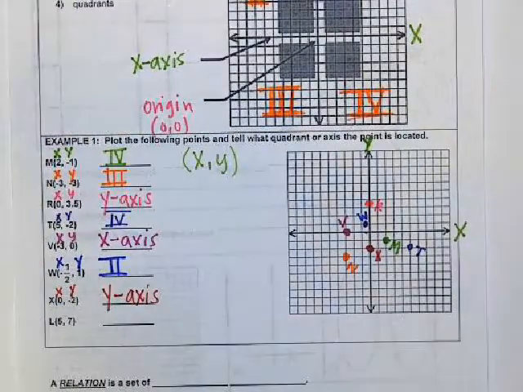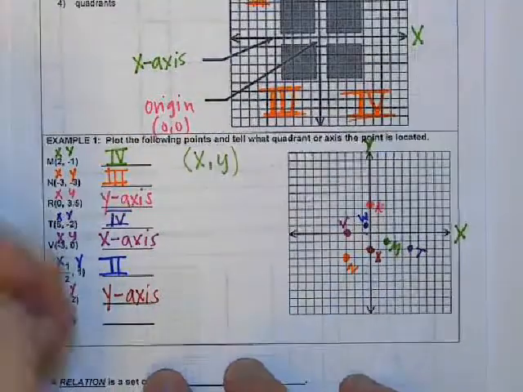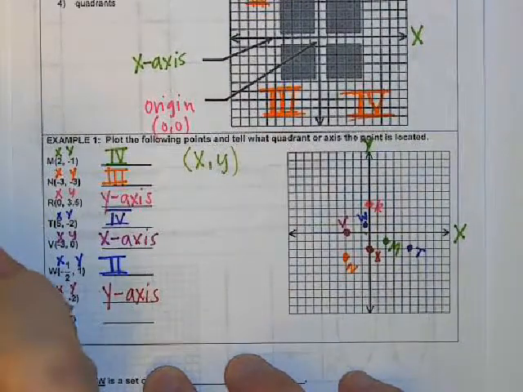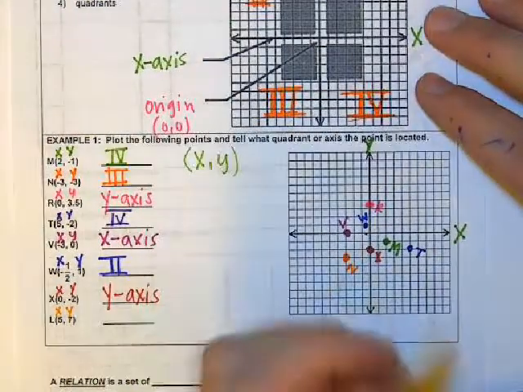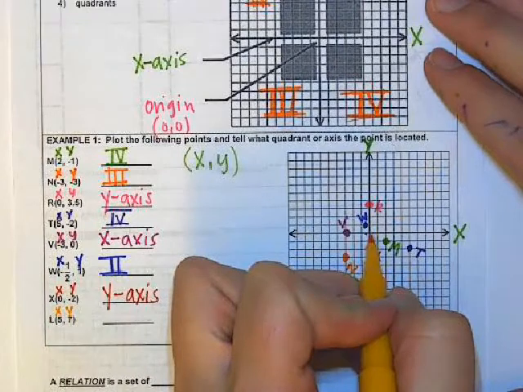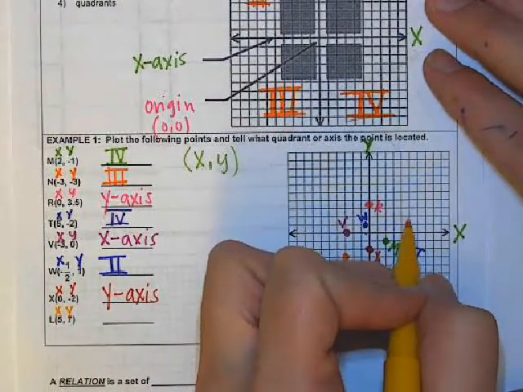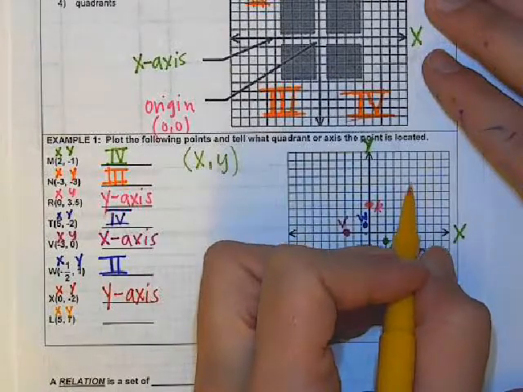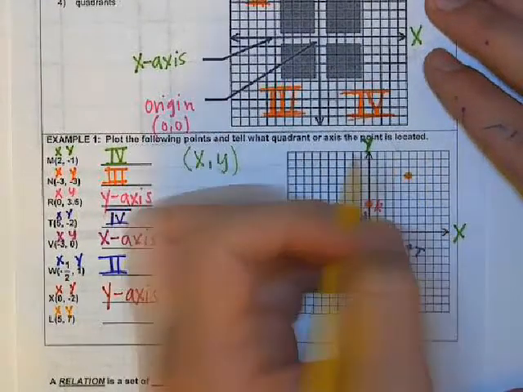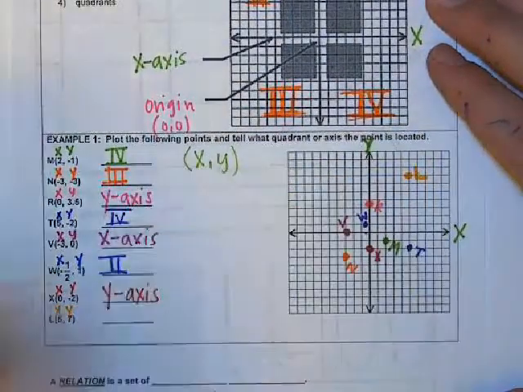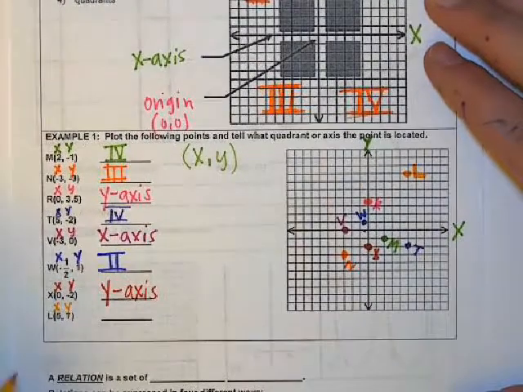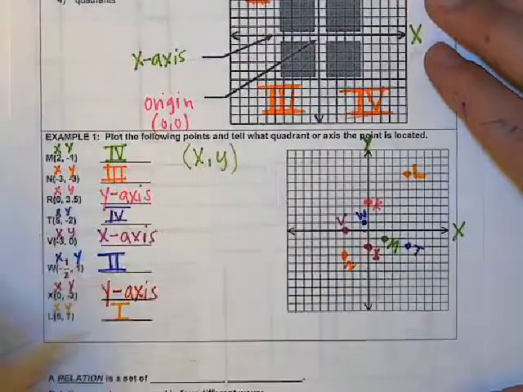And then L, last but not least. Yeah, that's the first letter of my name. You're right. XY. So I'm going to start in the middle. I'm going to go positive 5 on the X. 1, 2, 3, 4, 5. Positive 7 on the Y. 1, 2, 3, 4, 5, 6, 7. Label that L for Levi. And this is in quadrant 1. There we go.